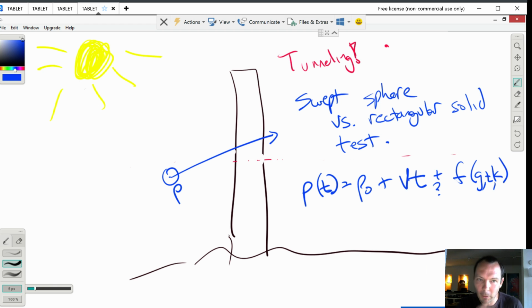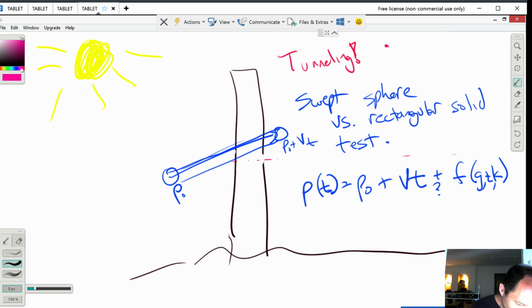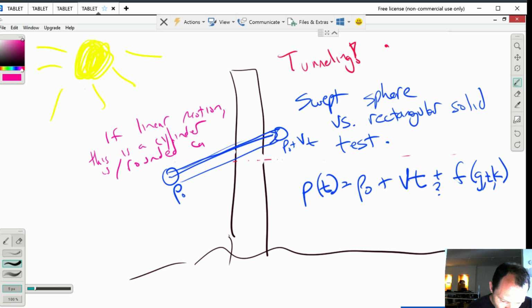That could be arbitrarily complicated. Now, the thing is, if you assume that this is linear, let's say this is P0 and P0 plus VT, then this is essentially, if linear motion, a cylinder with rounded caps, and it's not that hard to do that collision problem, right?